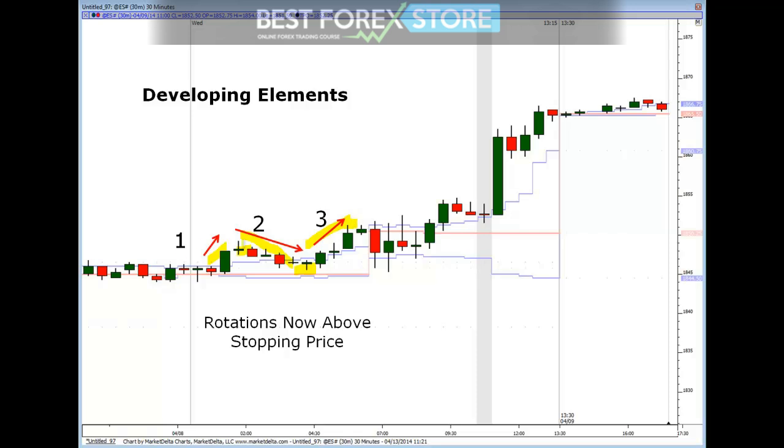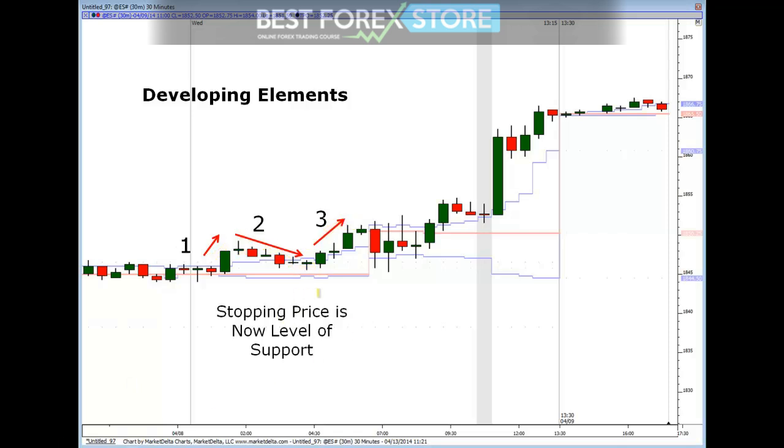So we've made a high here and a higher high there. And watch my value area high continue to expand and rise. From looking at the developing elements, I should now have a bias to the upside. And not only that, it begins to also tell me that the stopping price is now a clear level of support. How is that? Well, take a look.